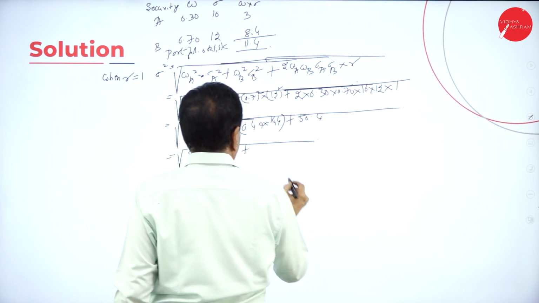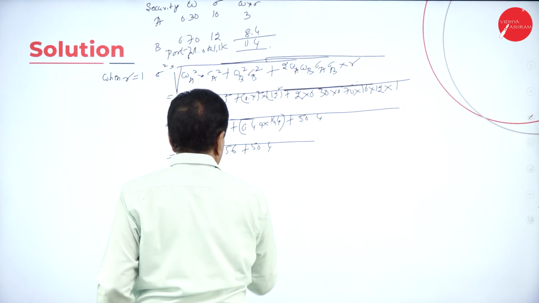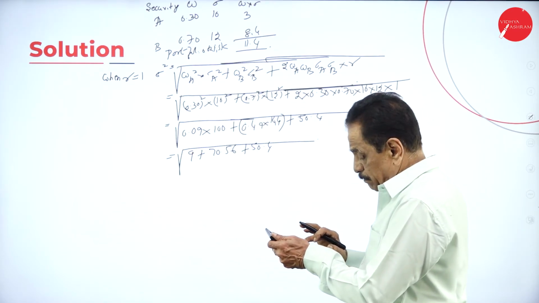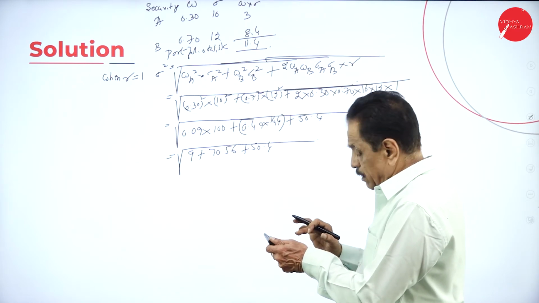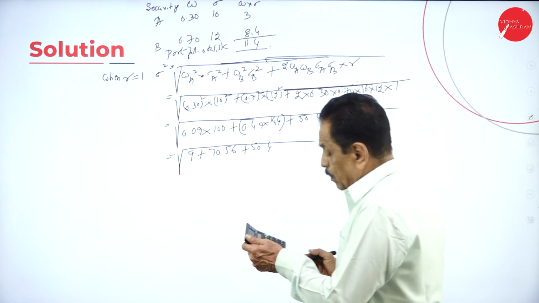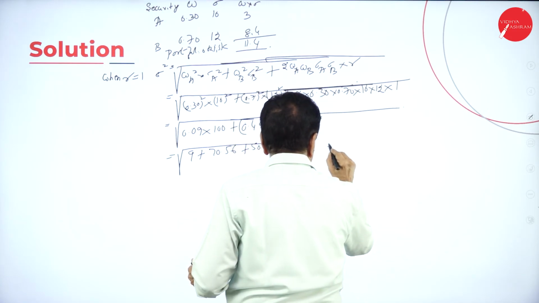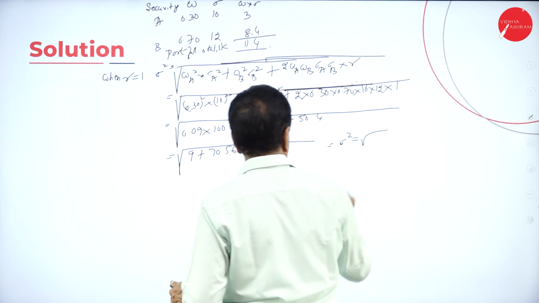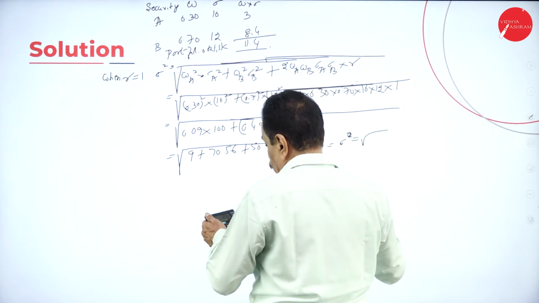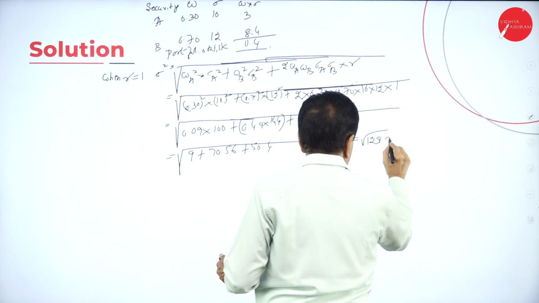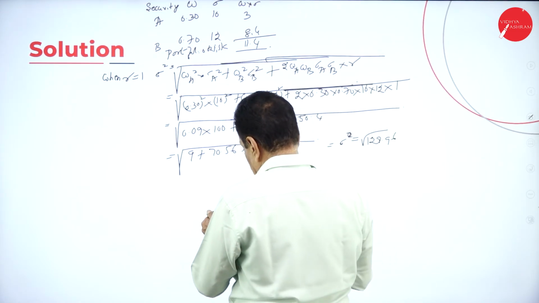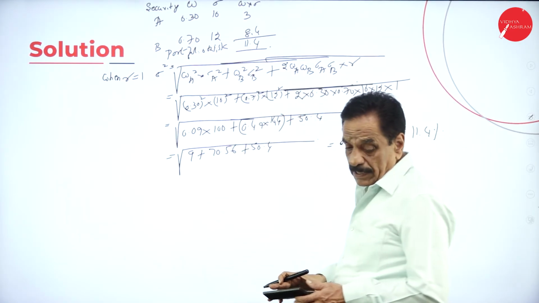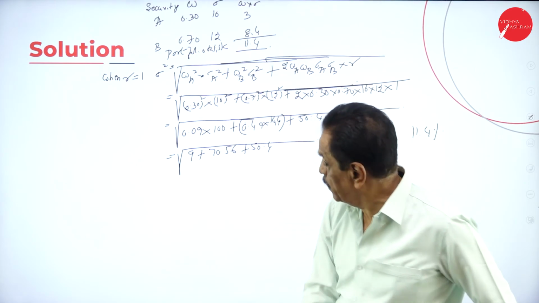70.56 plus 9 plus 50.4, 129.96. So standard deviation is equal to root of 129.96, which is 11.4 percent. This is when R is equal to 1.